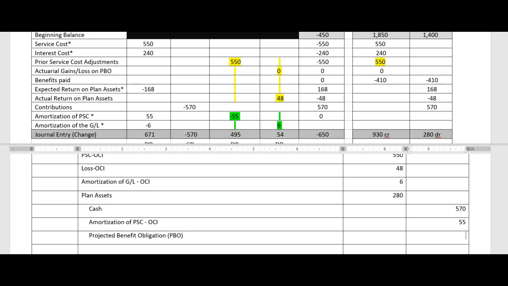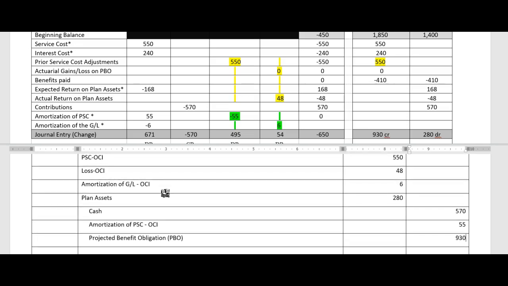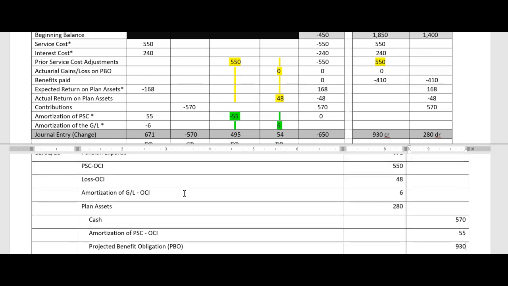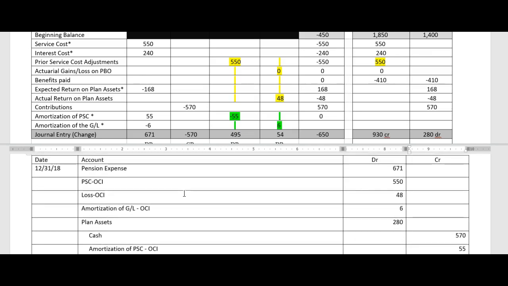Now, I know that's a big entry. You can actually break it up into several smaller entries if you want to, but that's the net impact of these entries. Okay. So hopefully that helps clarify how to find each of the components of the PBO, the plan assets, and the pension expense. Once you're done, you journal all of your components and you are good to go.